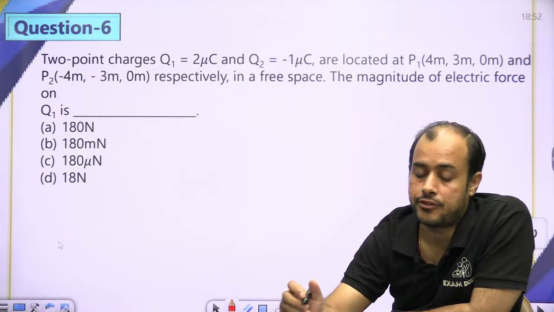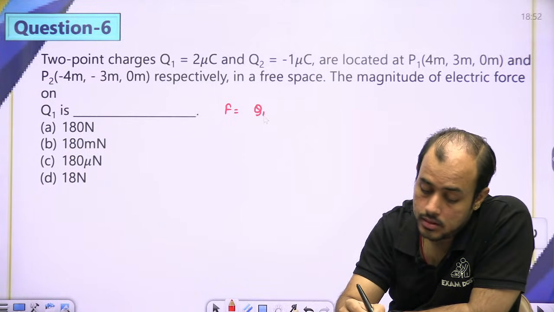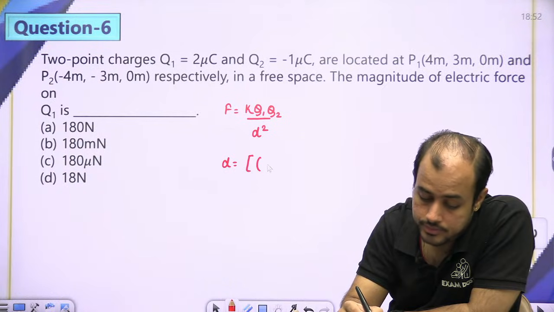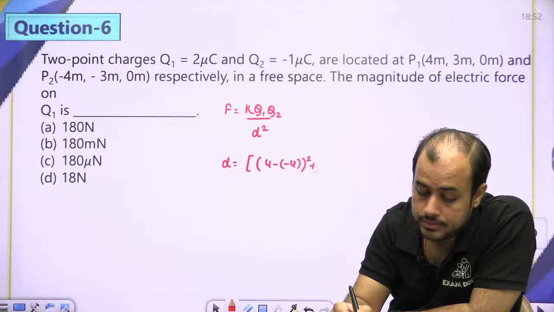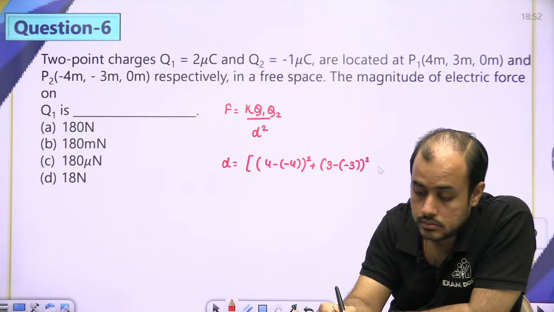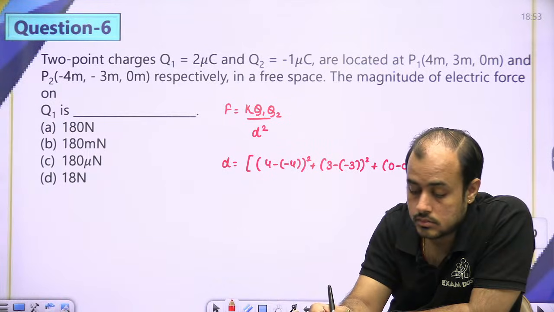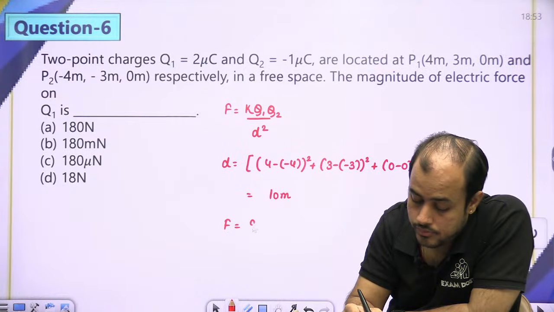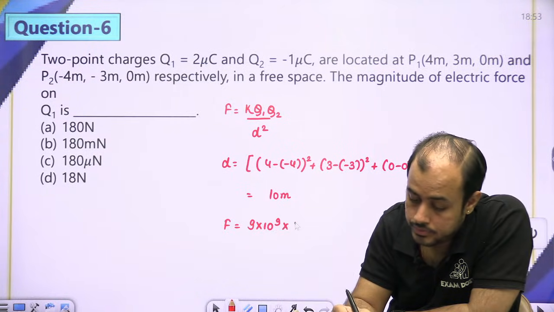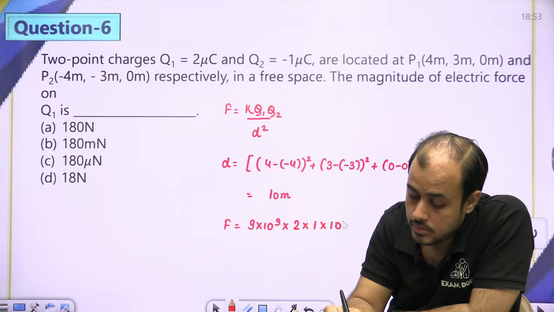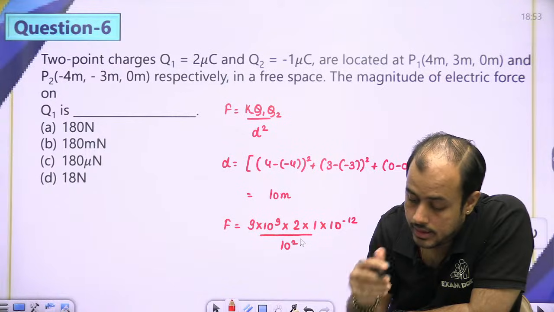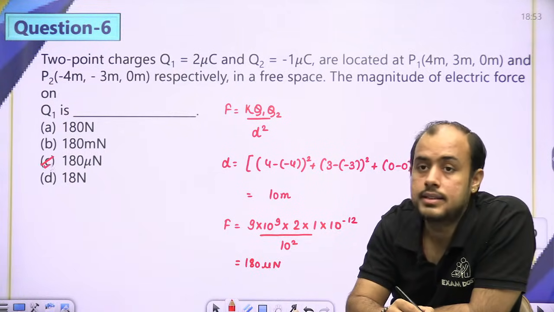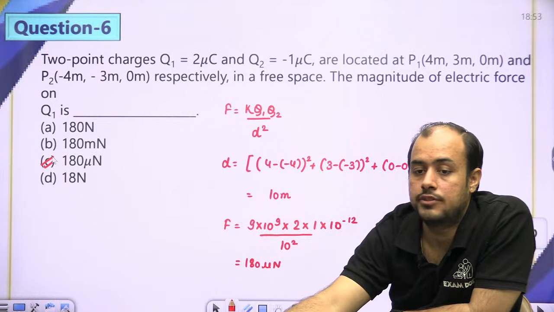What is the magnitude of the force? Now first you need to find the distance. Okay beta, 180 micro Newton. Okay, the answer will be this. Very simple question, just find the distance and find the force.